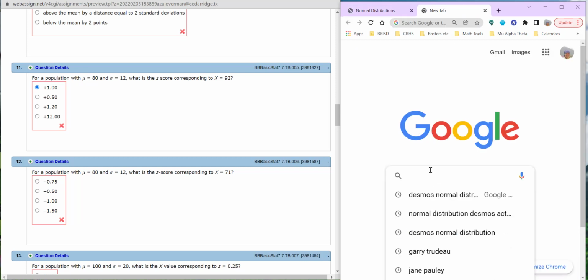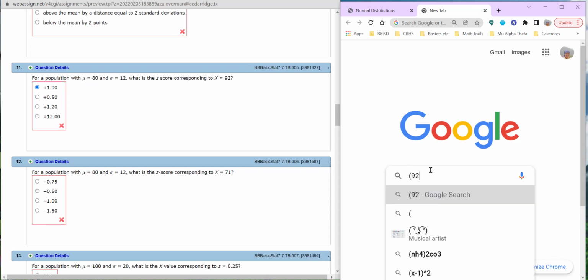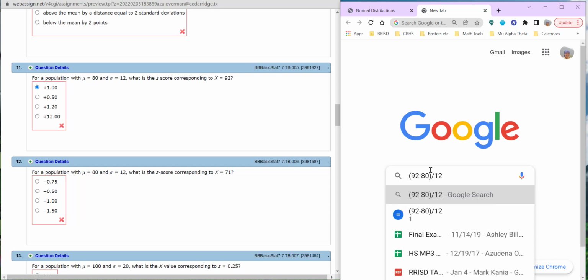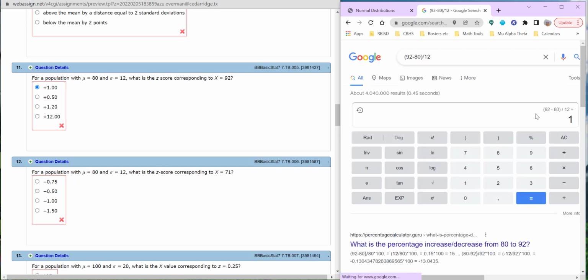I would have said, oh, that is my value, which is 92, minus my mean, which is 80, divided by 12. And I hit enter, and it gives me a calculator, and there it is. It's 1. What is the z-score corresponding to x equals 1? I'll do the calculator again.